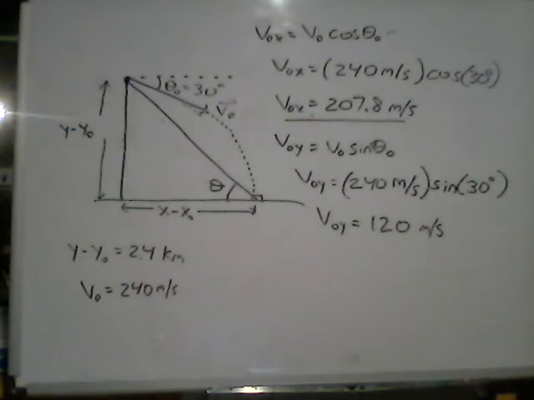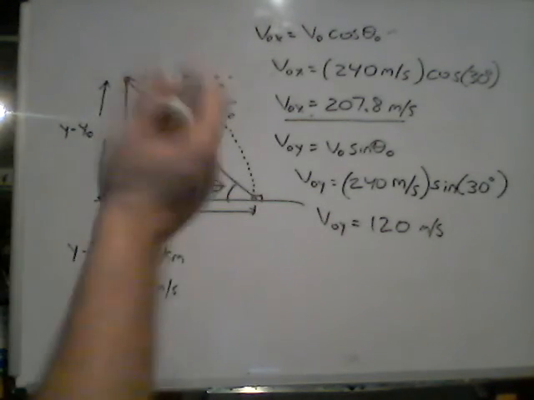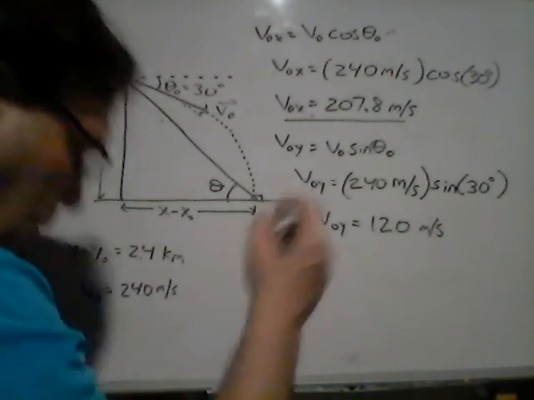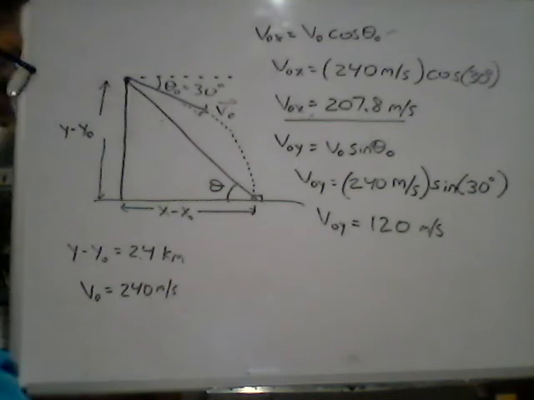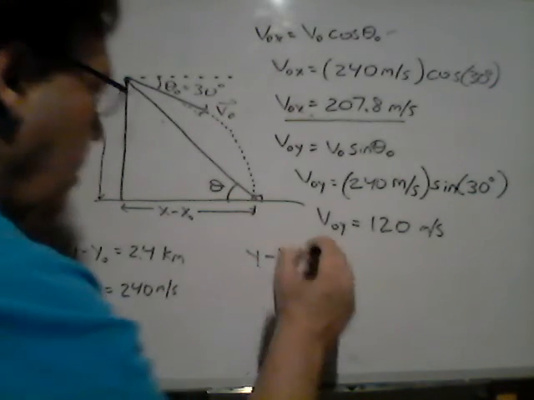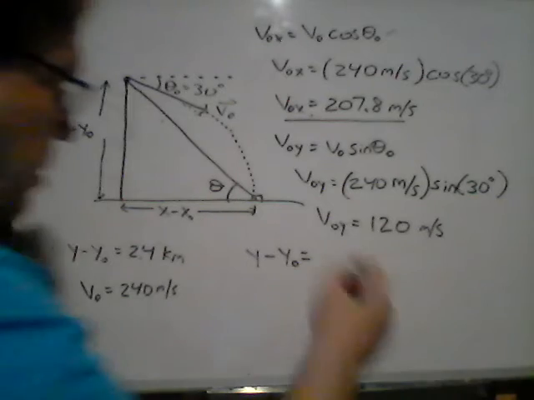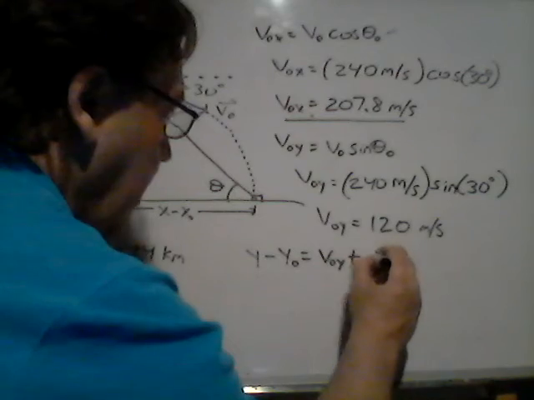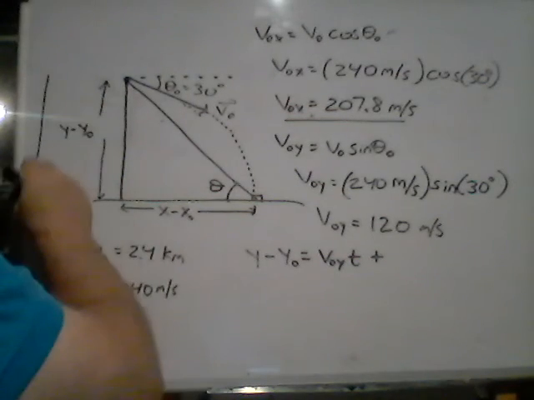So the question is, I don't have enough information in the x direction to find the time. I have to use the information in the y direction to find the time. So I need to find time, and I have to pick an equation that's best to use for the information that I know. I know y minus y naught. What equation could I use? Well, v naught sub y t, and I'm going to consider an upside down positive y-axis.